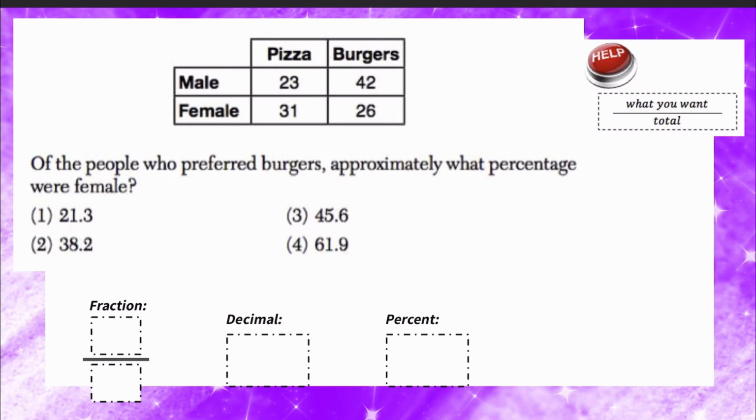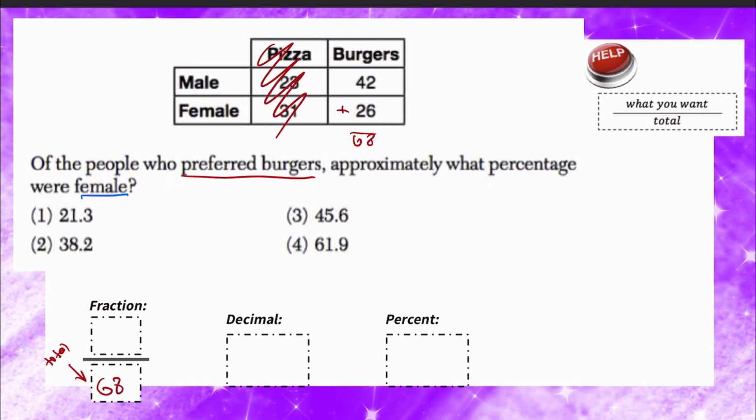Of the people who preferred burgers, approximately what percentage were female? I'll read that again. Of the people who preferred burgers, approximately what percentage are female? What information in this table can I eliminate? If we only care about the people who preferred burgers, I don't care about the pizza people. What number goes in the bottom of my fraction for my total? Well, you want to add up 42 plus 26. We get 68.